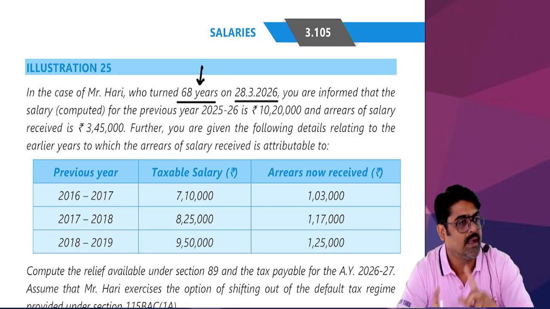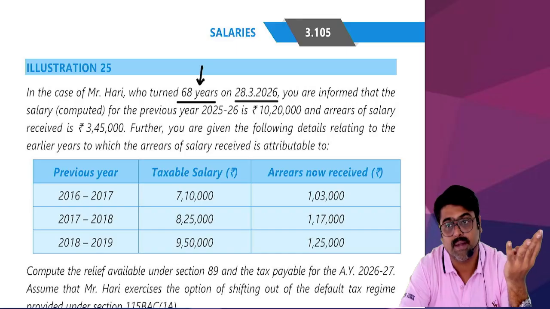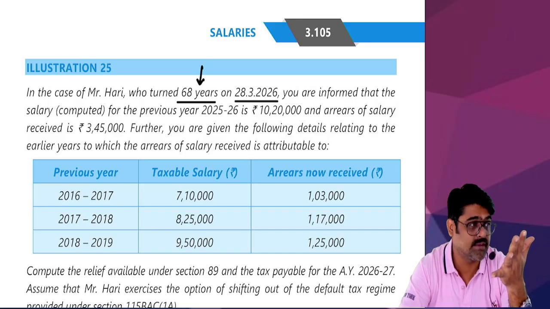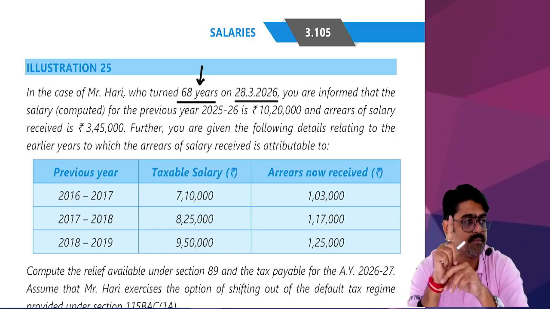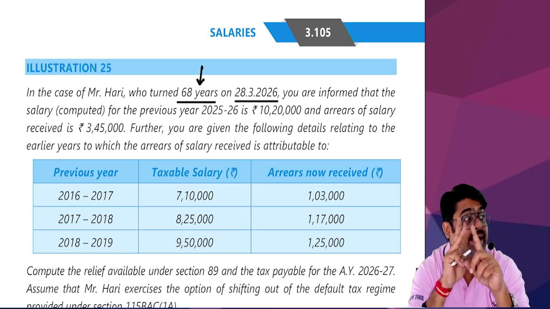Meaning in 25 he was 67, in 24 he was 66, in 23 he was 65, in 22 64, in 21 63, in 20 62, in 19 61 and in 18 60.